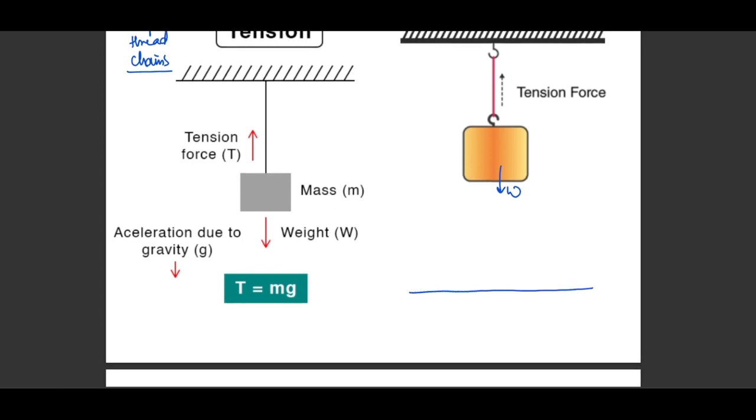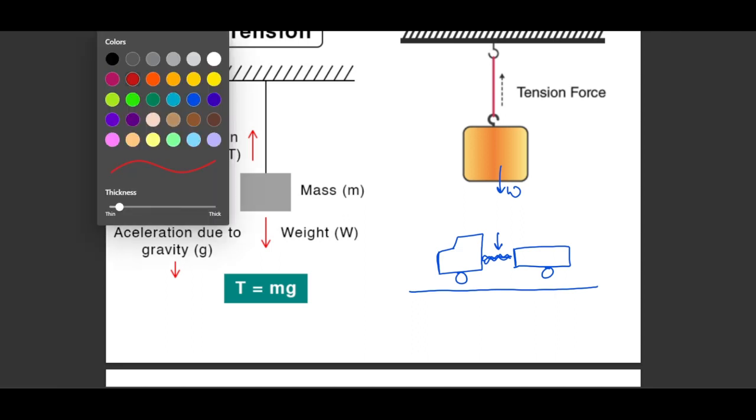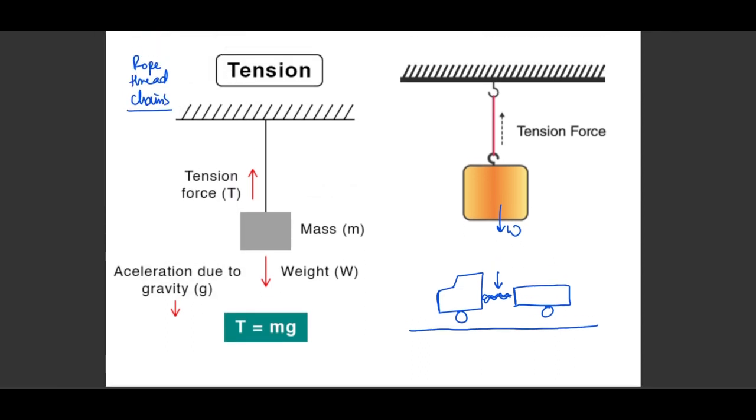For example, if we have a truck that is connected via chains and ropes to a big load at the back end, right? So this will also experience tension. Now this is not exactly acting against weight. So the common misconception in tension is that it always acts against weight. No, it acts against two connected objects and tries to connect them in some manner, right?